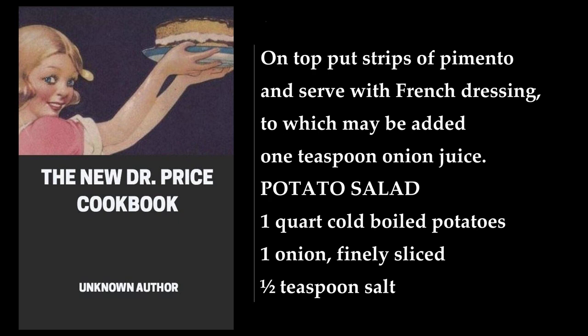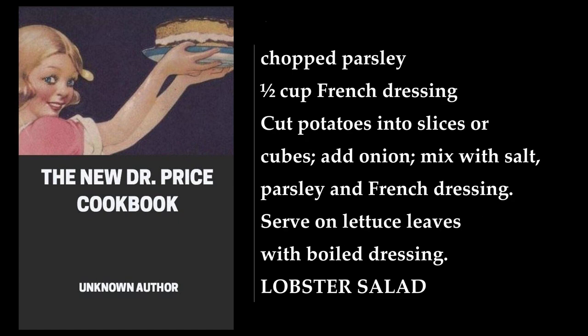On top put strips of pimento and serve with French dressing, to which may be added 1 teaspoon onion juice. Potato salad. 1 quart cold boiled potatoes, 1 onion, finely sliced, 1/2 teaspoon salt, chopped parsley, 1/2 cup French dressing. Cut potatoes into slices or cubes, add onion, mix with salt, parsley and French dressing. Serve on lettuce leaves with boiled dressing.